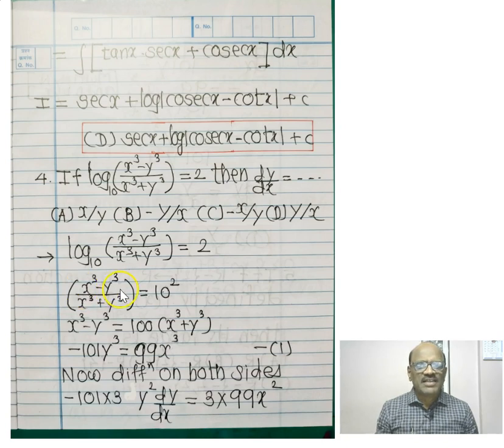Therefore, x cube minus y cube upon x cube plus y cube is equal to 10 square. But 10 square is 100. Make the cross multiplication and simplify it. Then you are getting minus 101 y cube is equal to 99 x cube, and this is your equation number 1. Now differentiate on both sides. That is minus 101 into 3y square into dy by dx is equal to 3 into 99 x square.